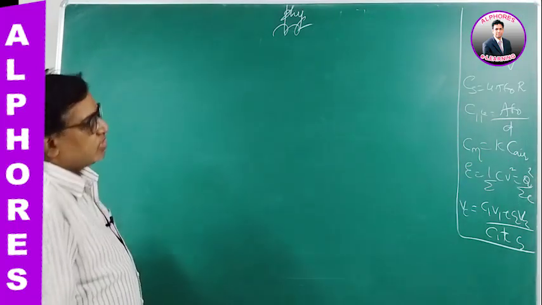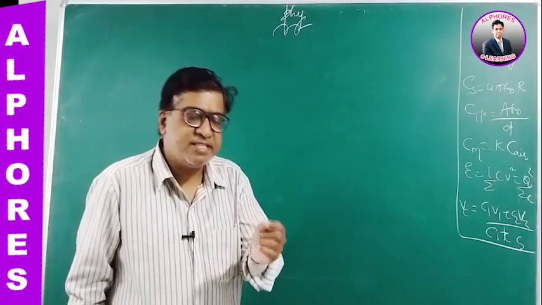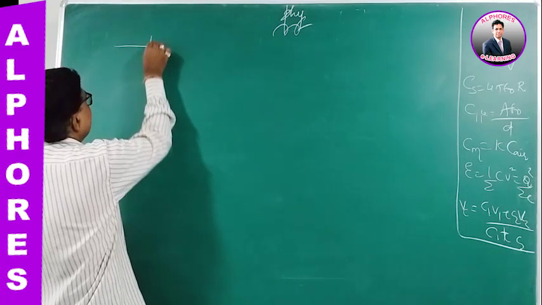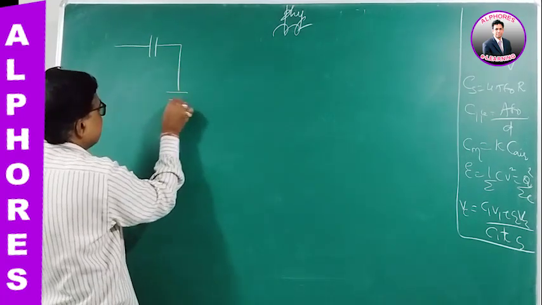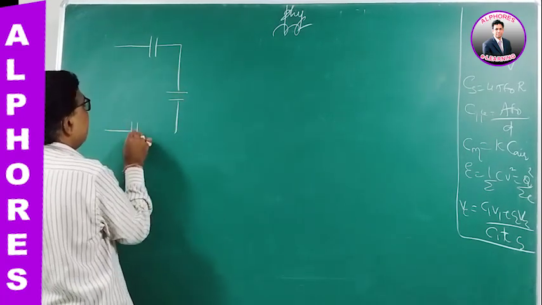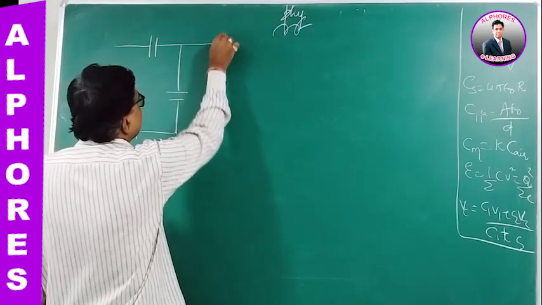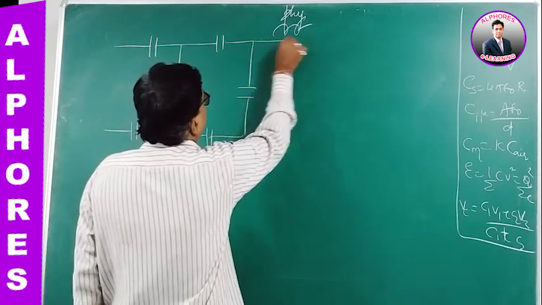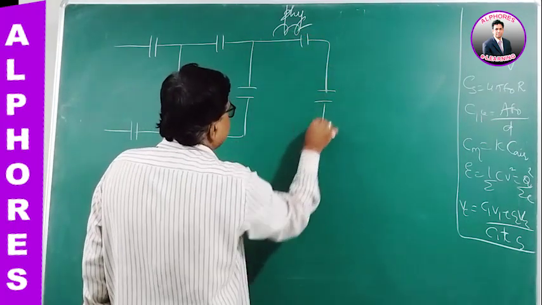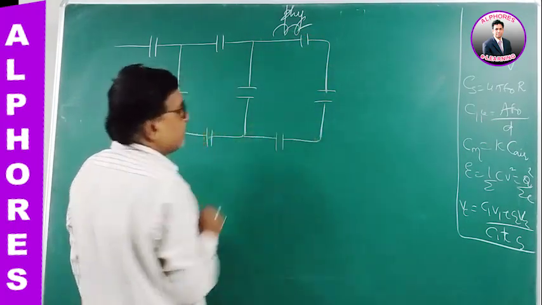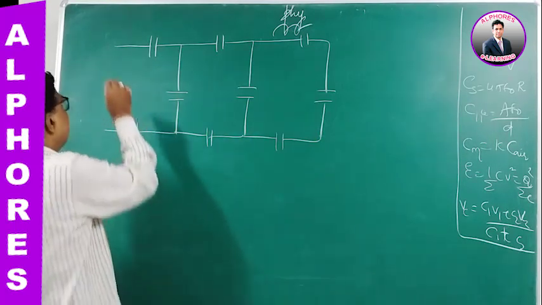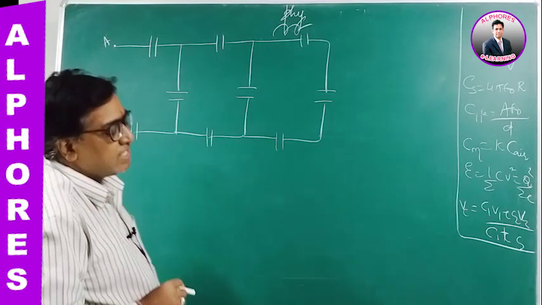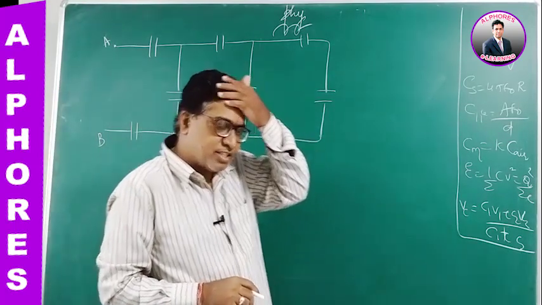Well, based on this, let us take a very simple question. Suppose some number of capacitors are connected in the form of a ladder circuit like this. Some number of capacitors are connected this way. Then you are asked to find the resultant capacity between A and B.